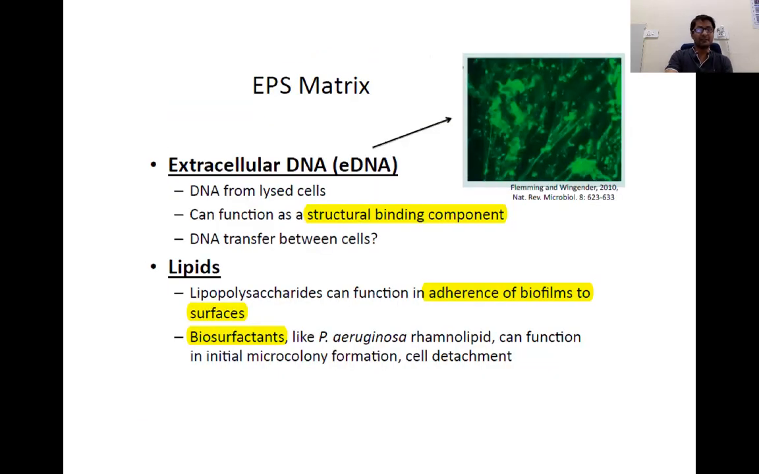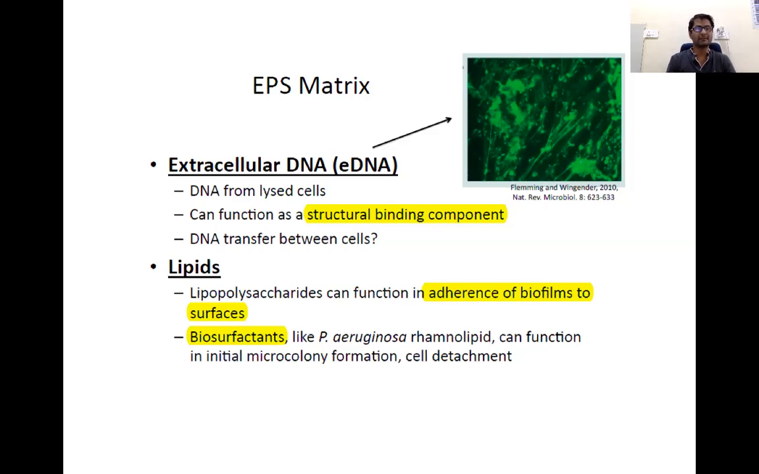Then there is extracellular DNA which is also present in the EPS matrix, and this could be present due to lysed cells, the cells which are dead and their DNA remains in the biofilm, and can function as a structural binding component. DNA transfer between cells, as I told you, is not well known, but we think that a number of microbes do microbial phenomena like conjugation, so that this DNA is transferred from one cell to another and makes biofilm members more adapted to their environment.